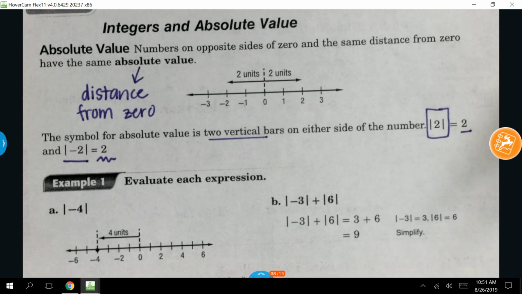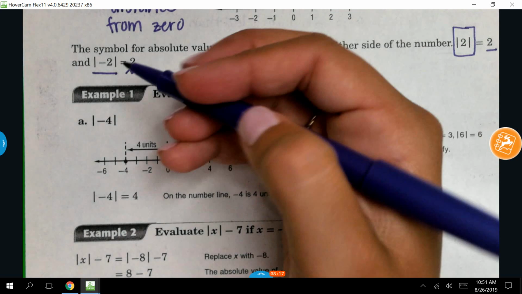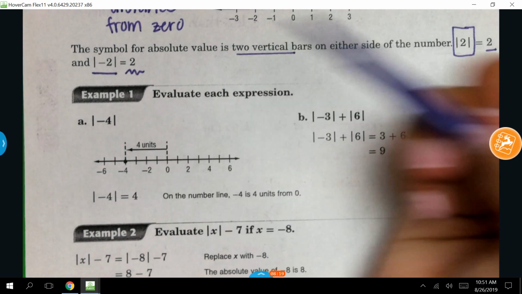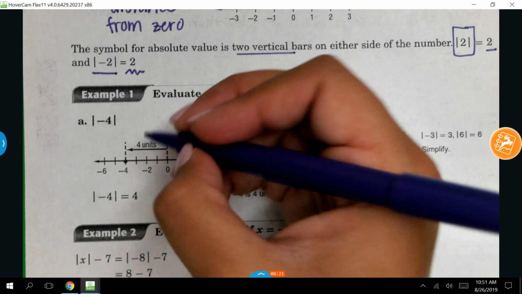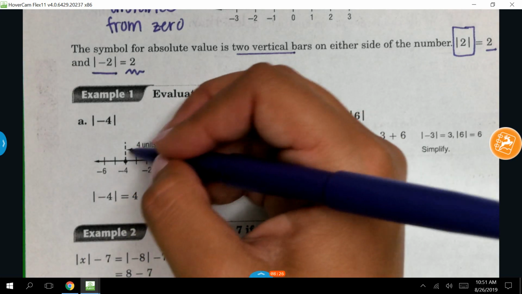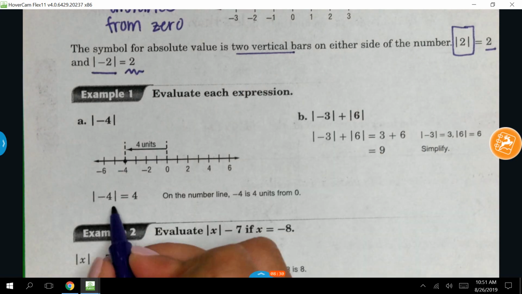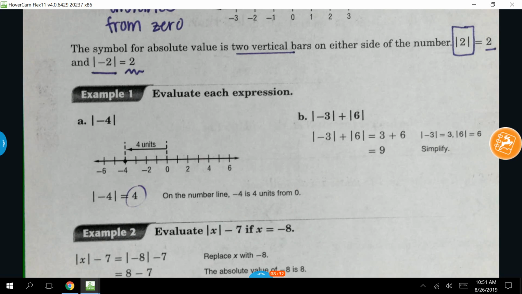So if we look at example A, we've got the absolute value of negative 4. So they showed it to us on a number line. So I went from 0 and I went to the left 4 to get to negative 4. But I still went 4 units from 0. So the absolute value of negative 4 is still just positive 4. Okay.